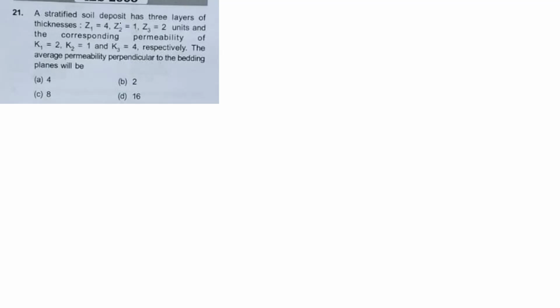A stratified soil deposit has three layers of thickness Z1 is equal to 4, Z2 is equal to 1, and Z3 is equal to 2 units, and the corresponding permeability K1 is equal to 2, K2 is equal to 1, and K3 is equal to 4 respectively. The average permeability perpendicular to the bedding plane. So we have to calculate KV in this case.